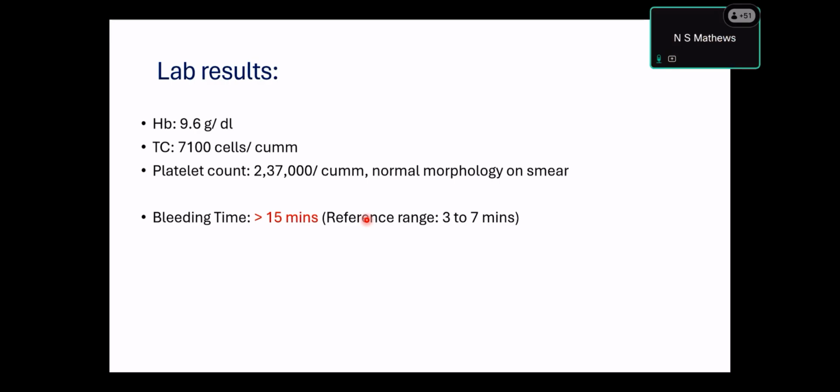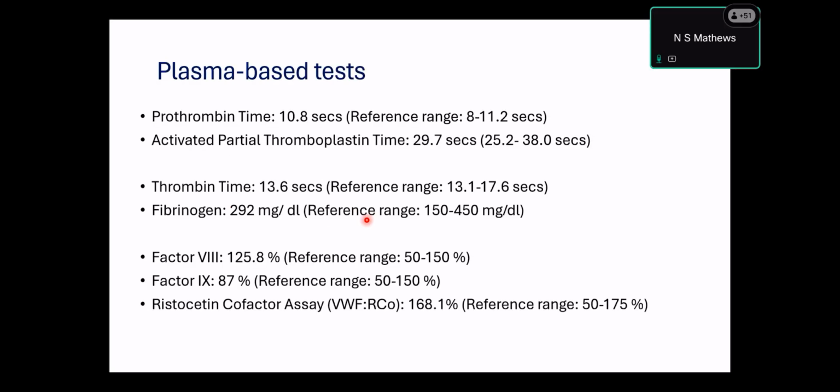Now, anything for GT? Okay, we'll keep that. We'll come back. So the bleeding time is long. You have a normal platelet count, normal morphology. Now look at all your plasma-based tests.